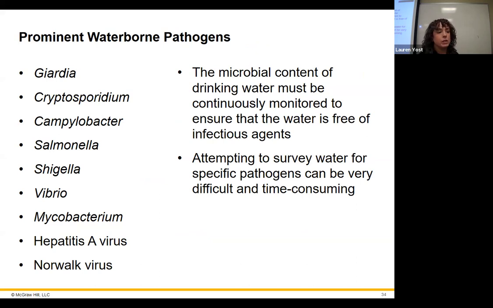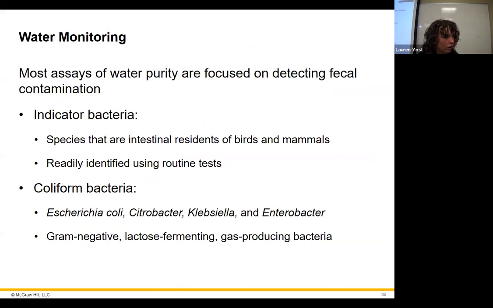We've already heard of some of these guys. Giardia, Cryptosporidium, Campylobacter, Salmonella, Shigella, Vibrio, as in cholera, Mycobacterium, hepatitis A, and Norwalk. All these are very concerning pathogens that we want to monitor in our water, make sure they're not there.